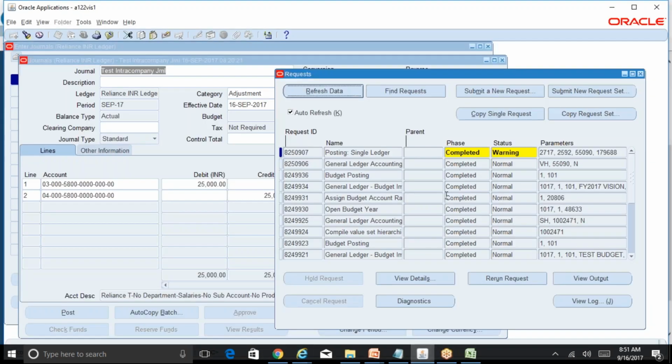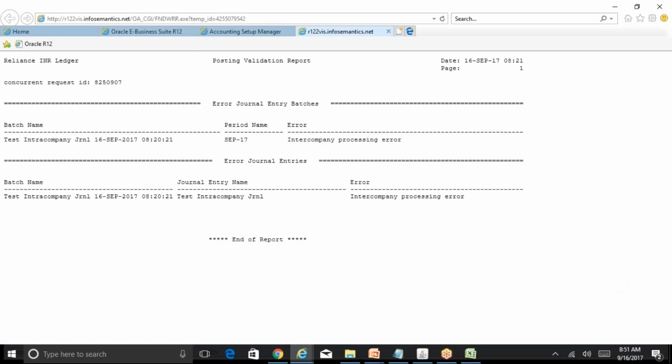And if you look in the output, it simply says intercompany processing error. Ideally, it should say intra-company, but it is not able to handle that journal. The reason being, we have not yet set up the rules. Set up the rule, come back to this particular journal and post. It will allow you to post.